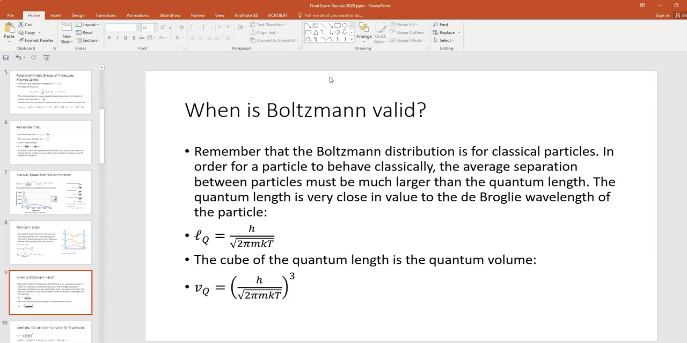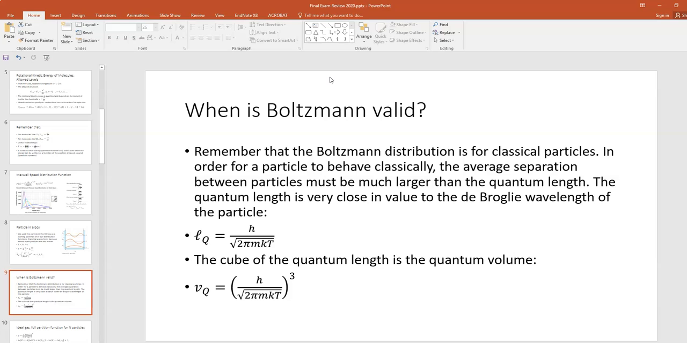So what you do is you compare your de Broglie wavelength to your particle spacing, or what we defined as the quantum length, which is very close to the de Broglie wavelength. Our quantum length L sub q is Planck's constant h divided by the square root of 2 pi mkT. And here m is the mass of a single particle, okay? Not the molar mass or whatever, but the mass of a single particle. Then the cube of the quantum length is the quantum volume.